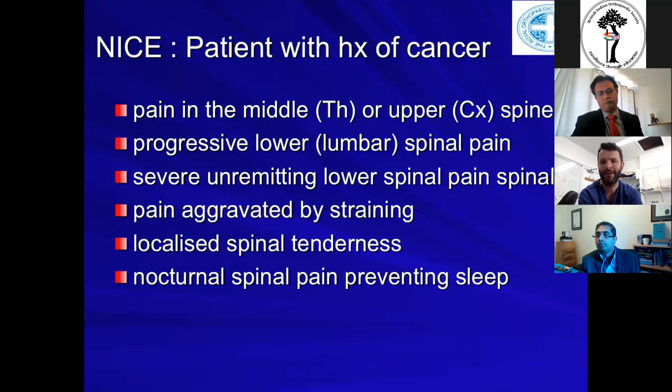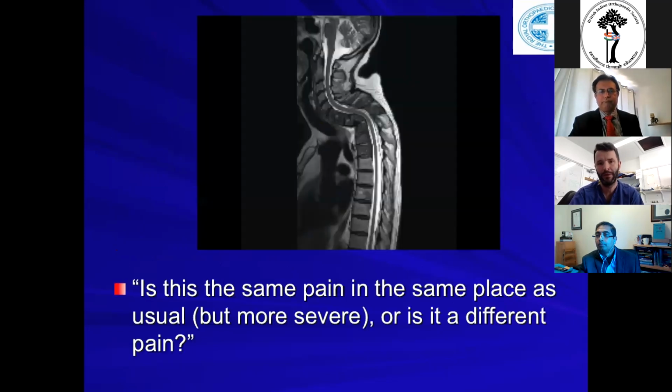If you've got progressive spinal pain, that is worrying. If it's severe and unremitting, that's worrying. If it's aggravated by straining, if you've got tenderness, if you've got nighttime disturbance, look, these things are all worrying, and you need to look into that. You cannot fob that patient off and say, well, it's musculoskeletal, off you go. They need imaging and they need a diagnosis.